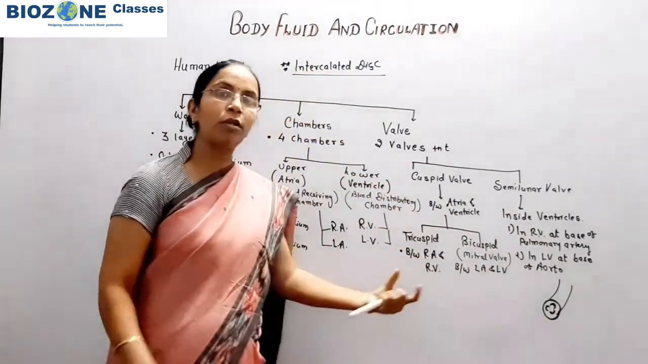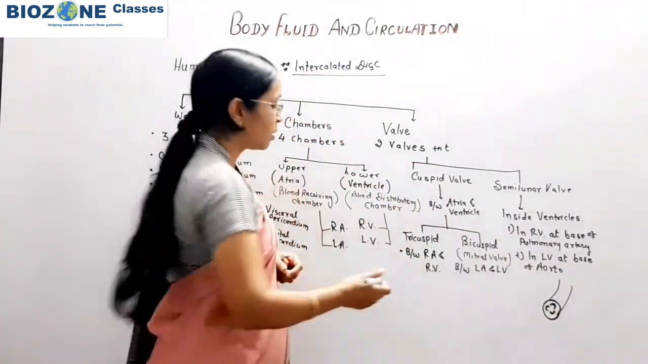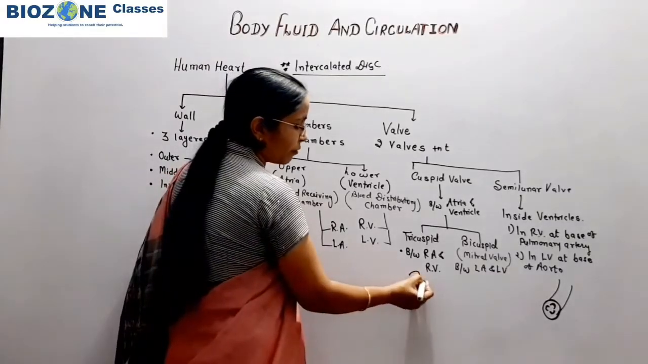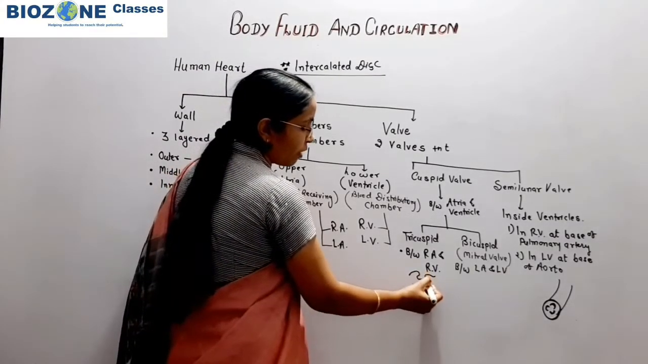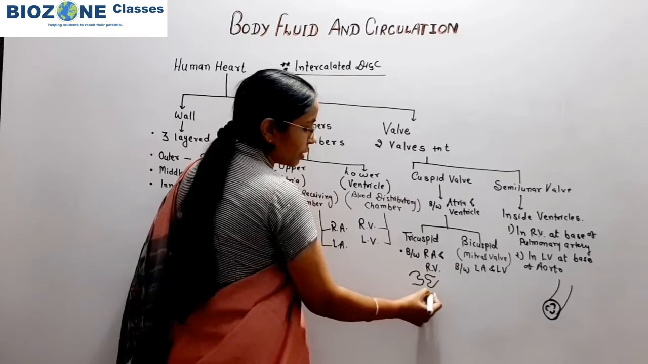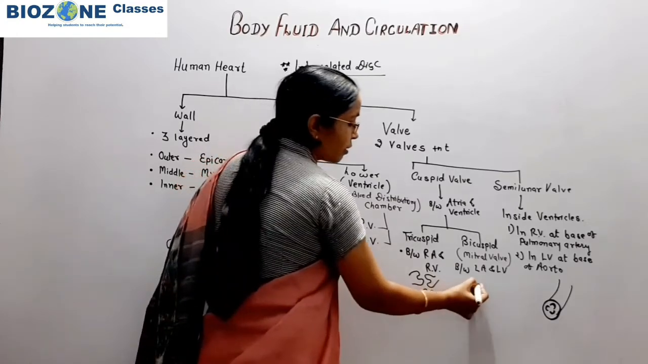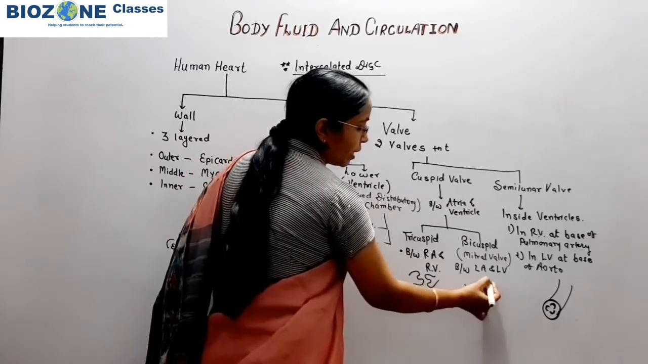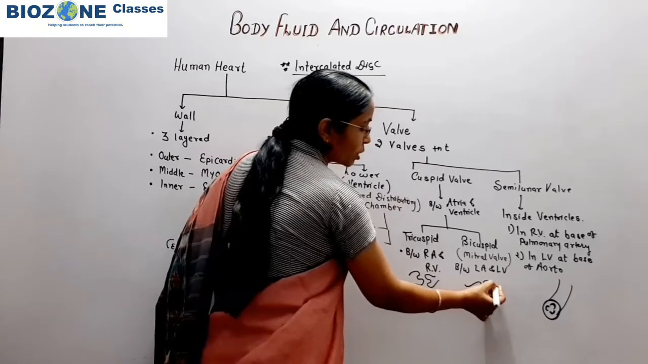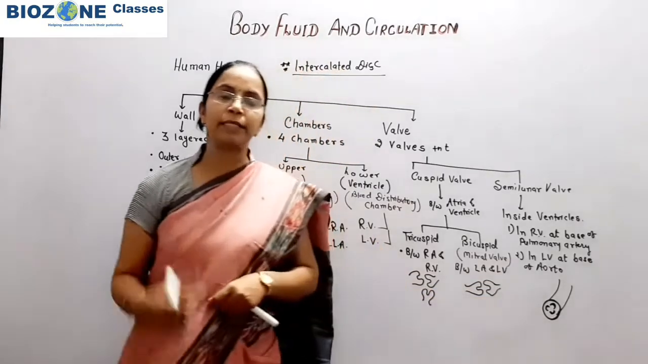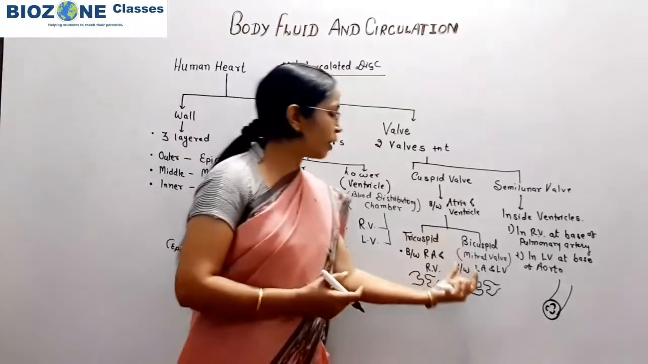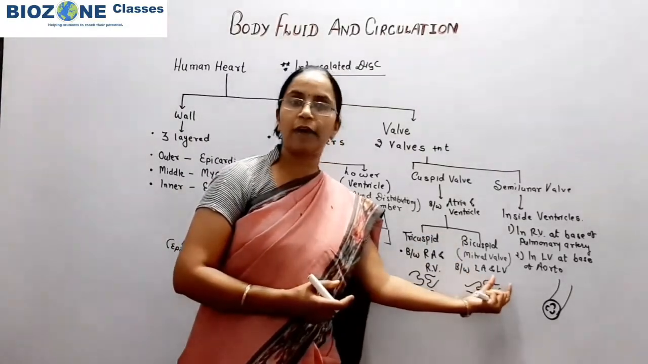When we study about the cuspid valve, cusp means membranous flaps are present. When three flap-like structures are present, it is called tricuspid, whereas in bicuspid only two cusps or two flaps are present, in between the left auricle and left ventricle.